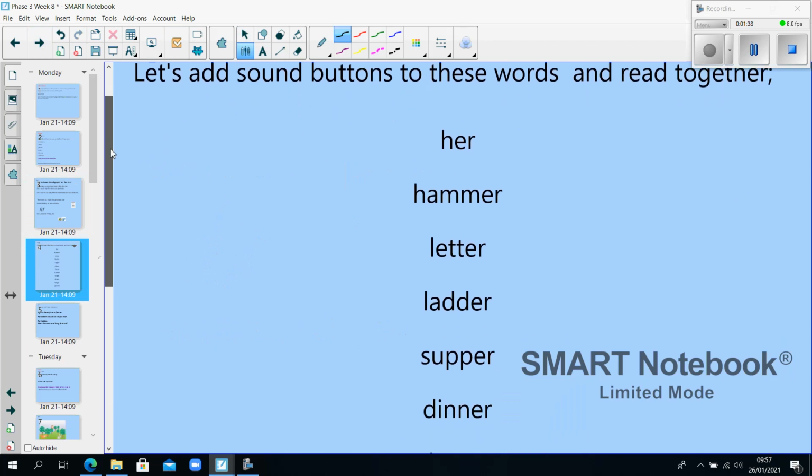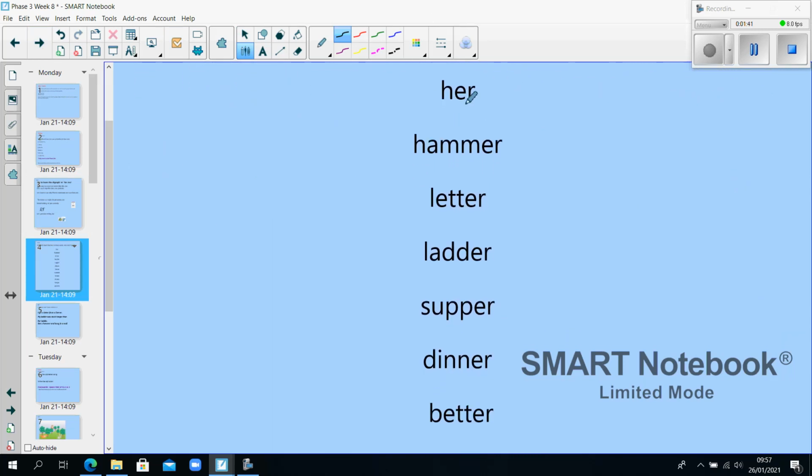Let's set the sound buttons to these words and read them. Pause your video here whilst you do, remembering the er phoneme. Hammer. Letter. L-A-D. Ladder. S-U-P. Supper. Sorry. D-I-N. Dinner. B-E-T. Better. These should all be separate.